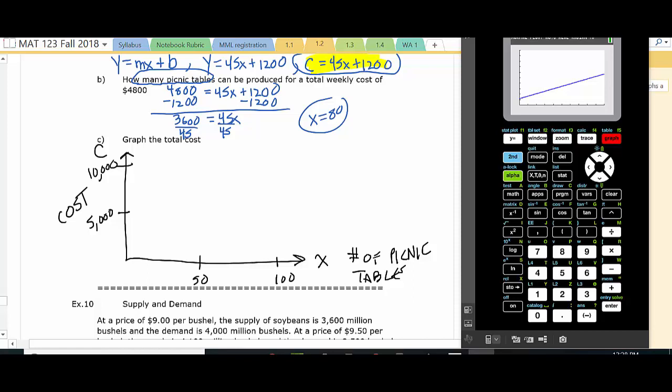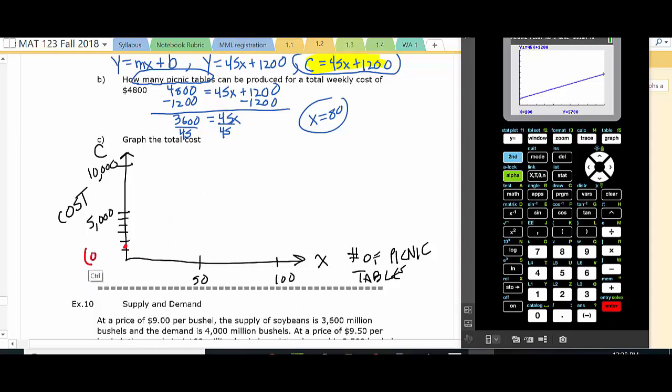How many points does it take to draw an accurate line? It takes 2, right? So all you really got to do is use the trace button on your calculator. You can go trace and just plug in an x value, like 0. We already know that is 1,200 because that's the y-intercept. So what I'm going to do is subdivide 1,000, 2,000, 3,000, 4,000, and then just estimate where 1,200 is. And then I would trace probably at 100, press enter, and that's going to give 5,700.